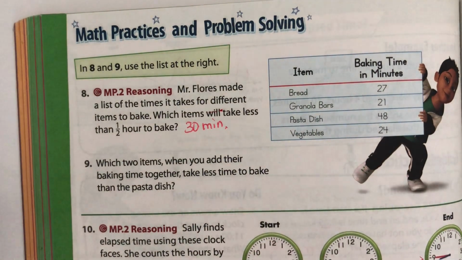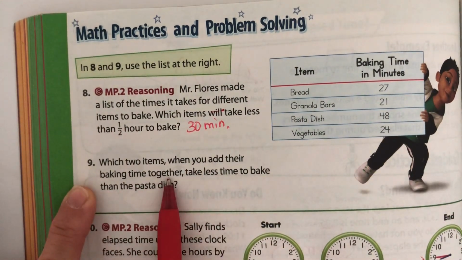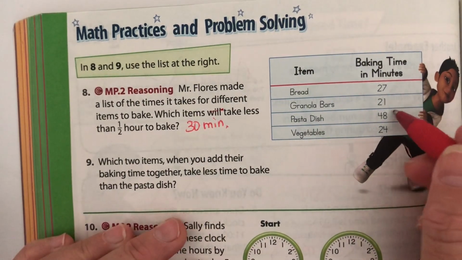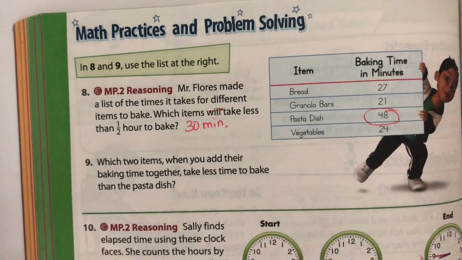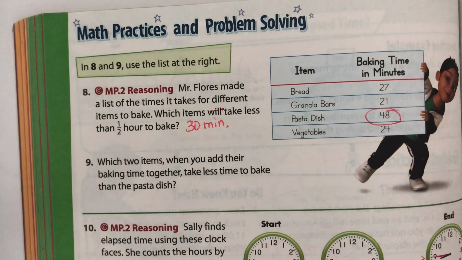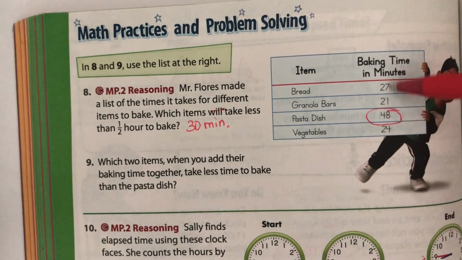There's 3 of them. Okay, which 2 items, when you add their baking time together, take less time to bake than the pasta dish? Okay, so the pasta dish is 48 minutes. So what 2 ones can we add together that's going to take less than that? So my suggestion is start with the least number of minutes, the smallest numbers, and see if you could add 2 of these 3 numbers together.